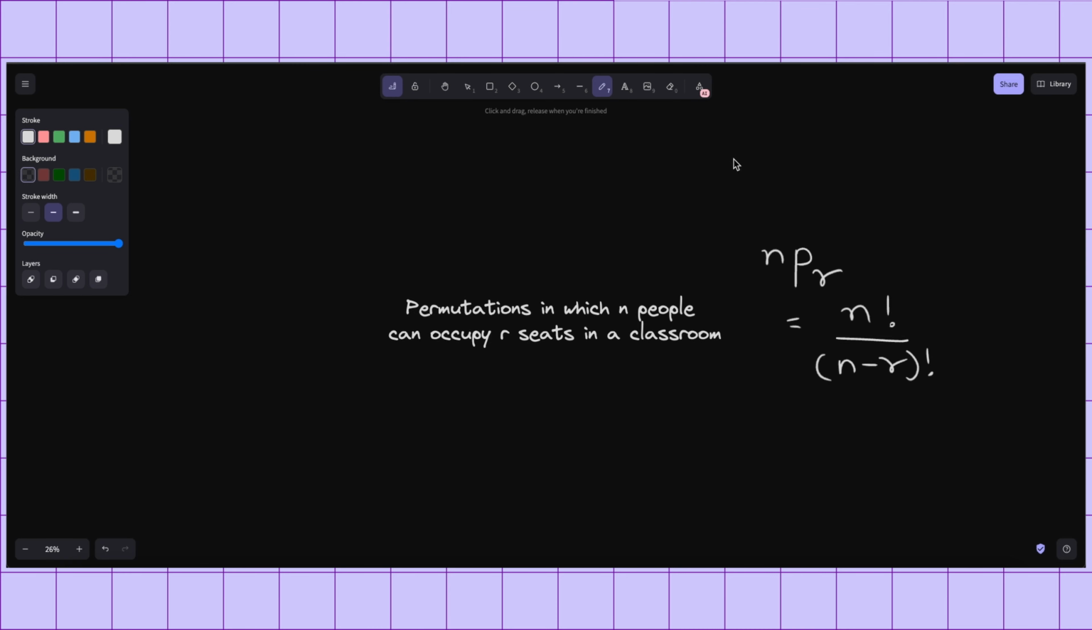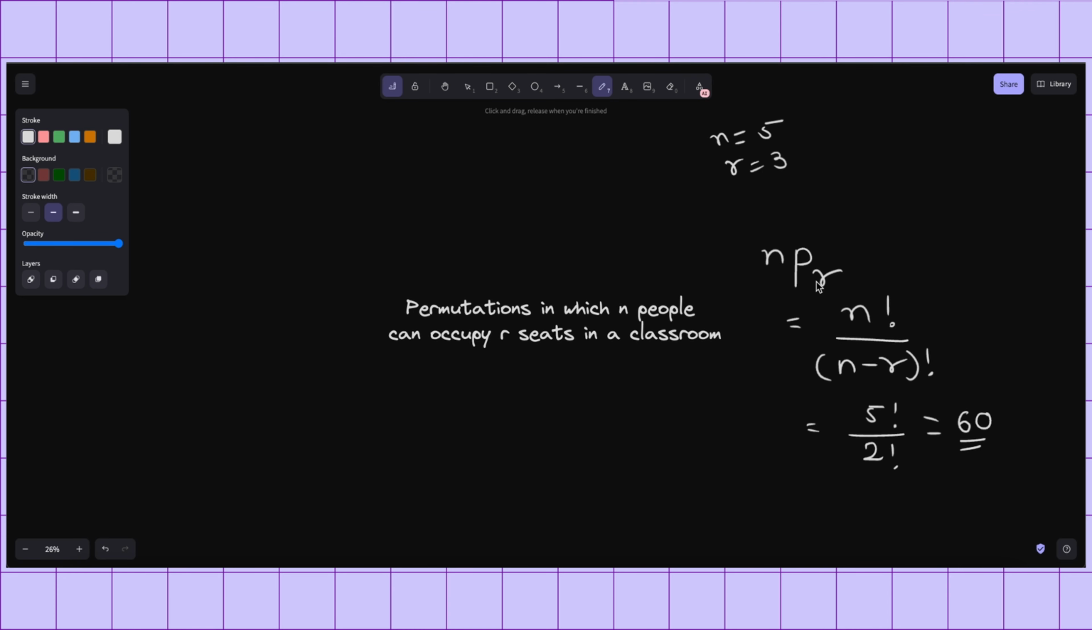So let's say when we talk about n people, let's say people are 5, so permutations in which 5 people can occupy r seats in a classroom, that is 3 seats. Let's take an example. 5 people can occupy 3 seats, so n factorial will become 5 factorial upon n minus r, that is 5 minus 3, which is 2 factorial. So 5 into 4 into 3, 5 4s are 20 and 20 3s are 60. So there are 60 ways in which 5 people can occupy 3 seats in a classroom.